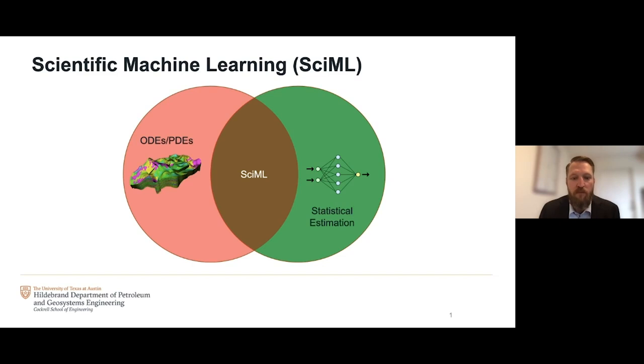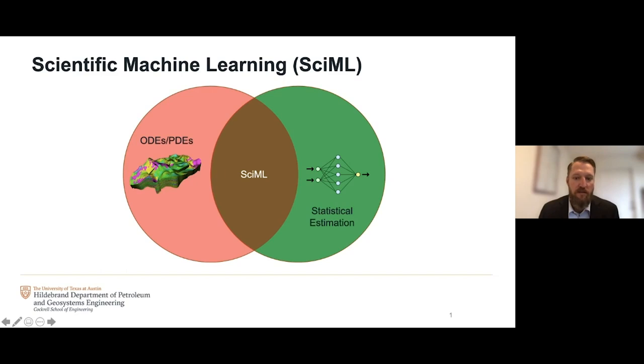So over here on one side, we have the traditional realm of engineering, and that is solving ODEs and PDEs, and we could think of reservoir simulation in the context of petroleum engineering as one application of that. And then over here on the other side, we have statistical estimation, right?